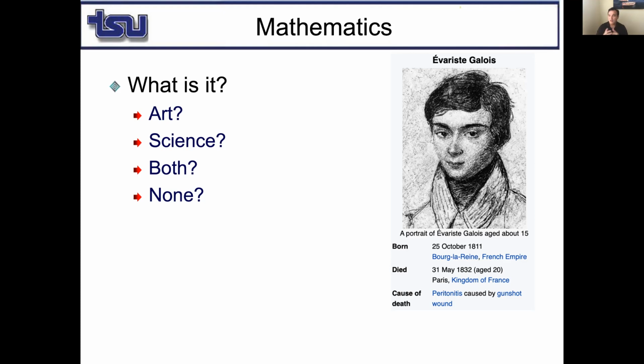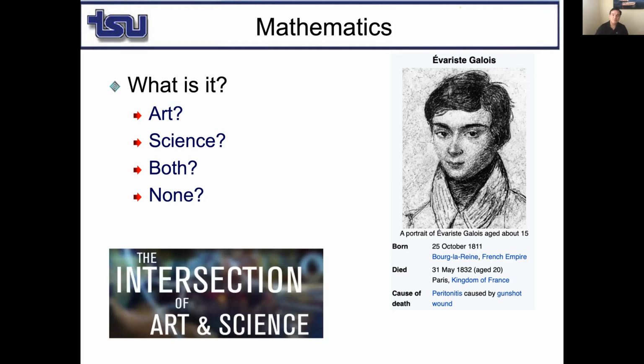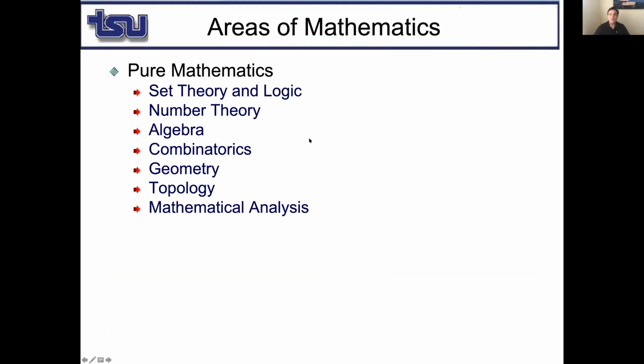Well, can we say that Galois is not an artist? I mean, definitely the work that he developed is a piece of art to me. So to many people, mathematics is mainly art with a lot of intersections with what? Science as well. So we shouldn't say it's a science, we shouldn't say it's art, but it is mainly art with a lot of intersections with what? Science. So what are the areas of mathematics?